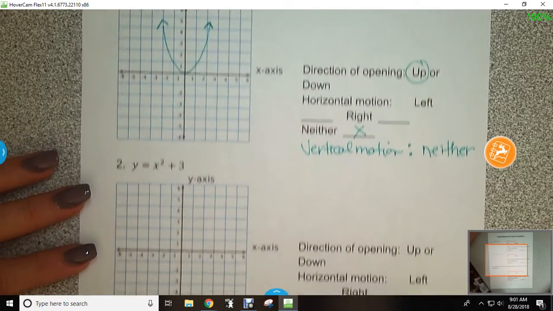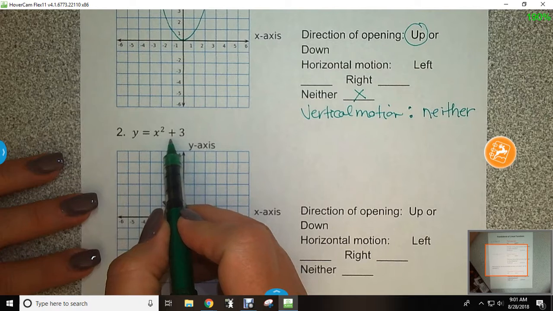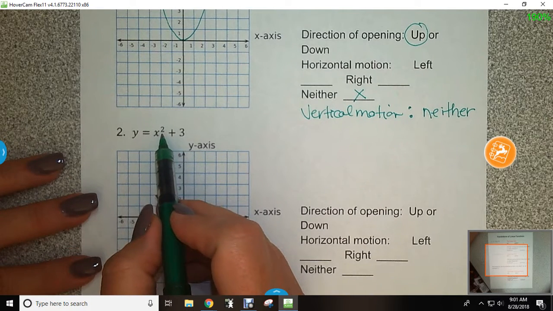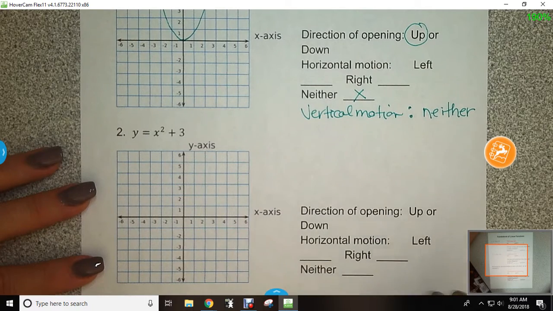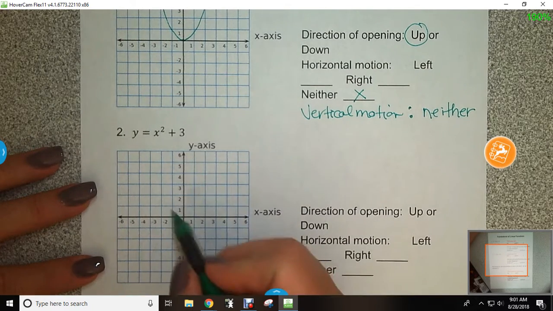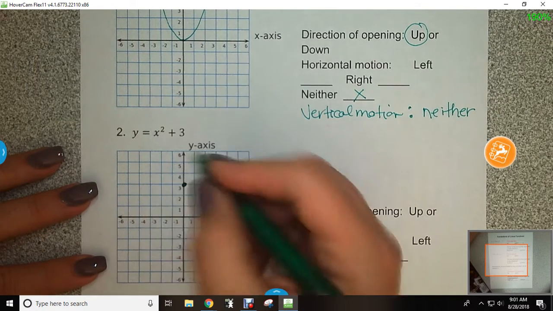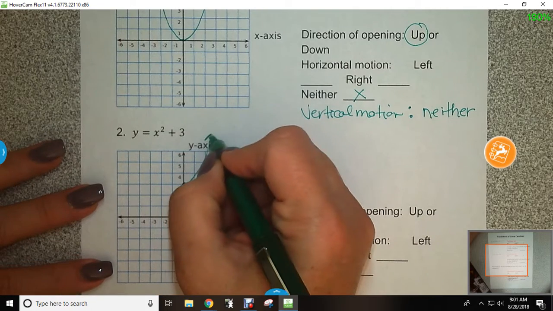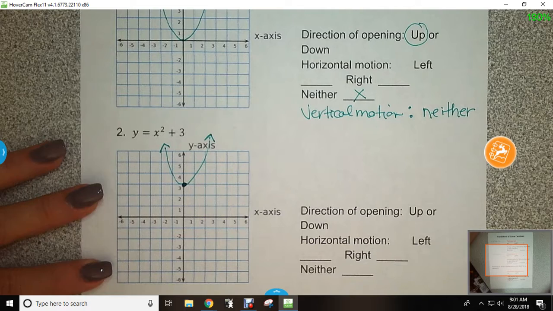Also, from watching the 2.6 video, you should have seen that after your squared part, you've got something that comes after it that is going to move it up or down on the graph. So instead of my vertex being at 0, 0, it's going to go up to 3. And then it's going to be the same graph. It's just been moved up on the coordinate plane.